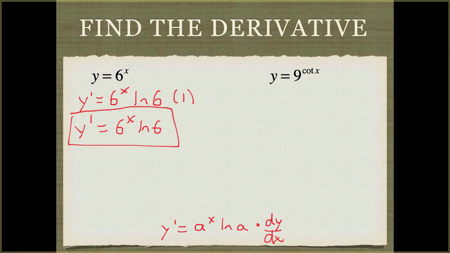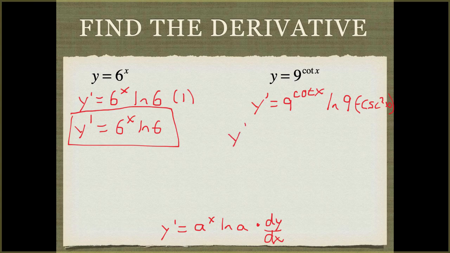For the second one, we have our y prime. We have y equals 9 to the cotangent of x, and our base is 9. Cotangent of x is our exponent. So our first part is we just take what we start with and write it down again. Then we take the natural log of the base, which is 9. And then we take the derivative of cotangent x, which is negative cosecant squared x. Make sure you put that in parentheses.